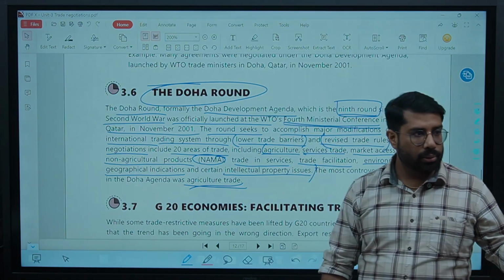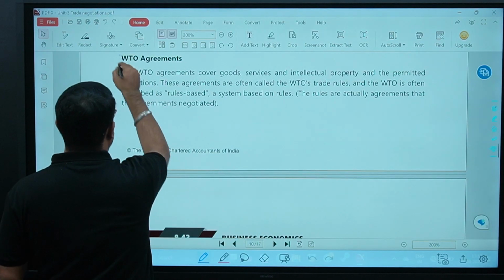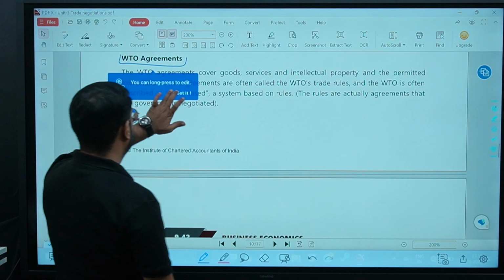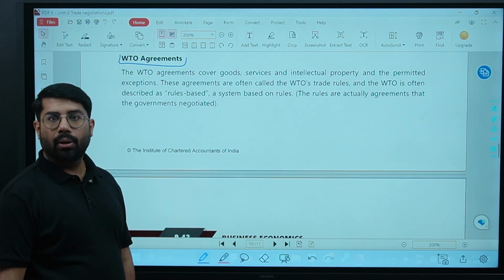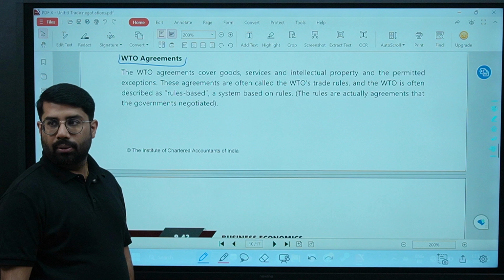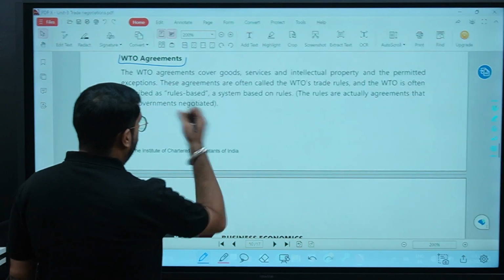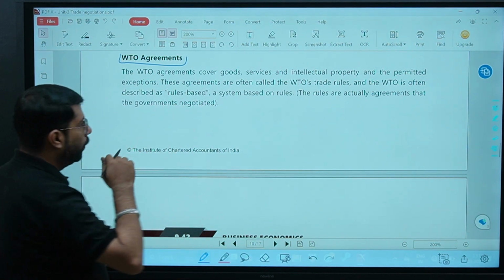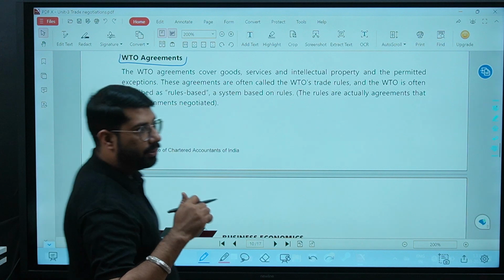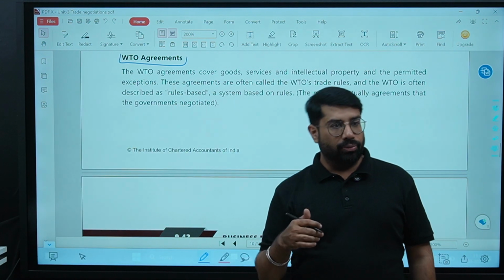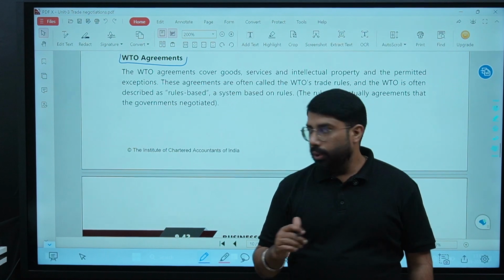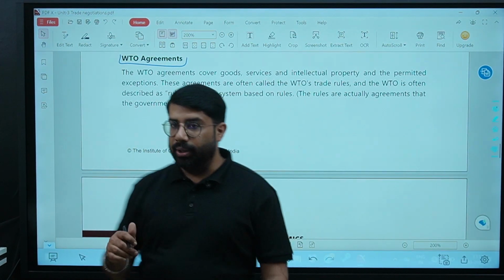Clear right now? We are going to study about WTO agreements now, right? This is the last possible topic of international trade that we are doing. So in this particular point, we are going to study different types of agreements that are made between the member countries of the WTO. Okay, so everybody look at the screen.